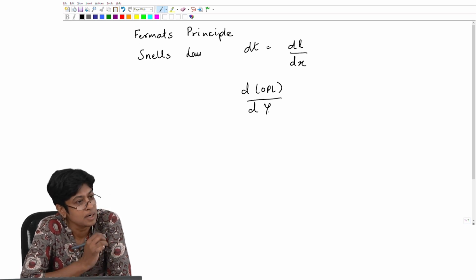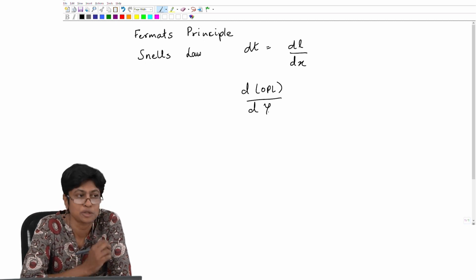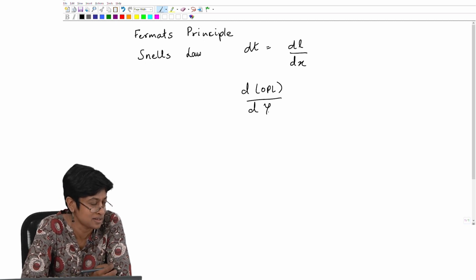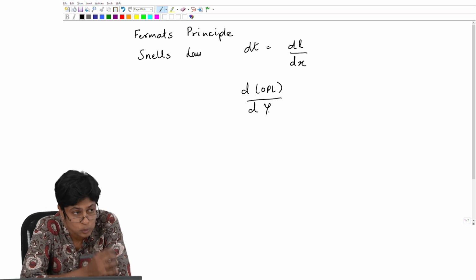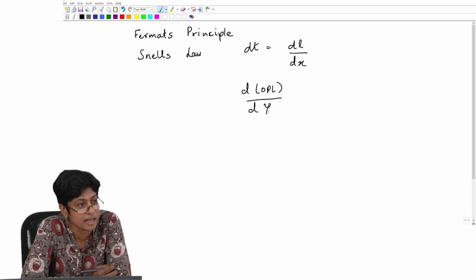If you want to understand why Fermat's principle is correct, you have to go back to the wave theory. You can't escape Maxwell's equations. You are all supposed to have done a basic course in electromagnetics or wave propagation. You might have derived Snell's law in that course. Do you remember what you used there to arrive at Snell's law? You did not use Fermat's principle, but you would have arrived at Snell's law in some way.